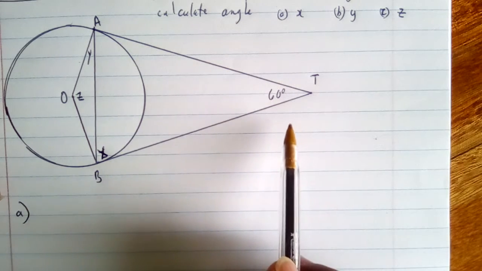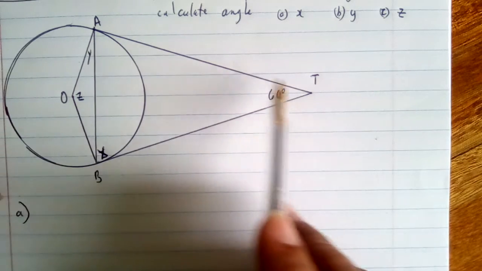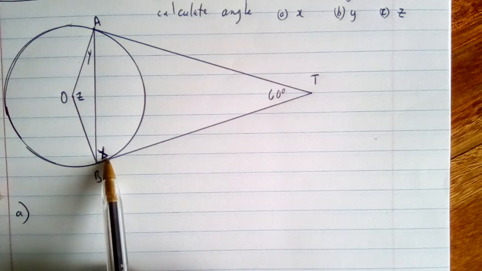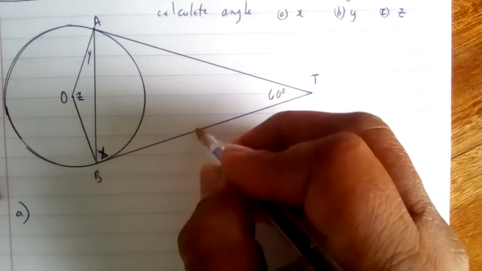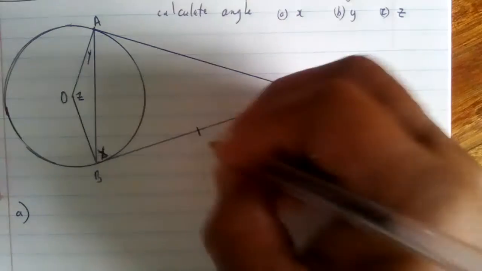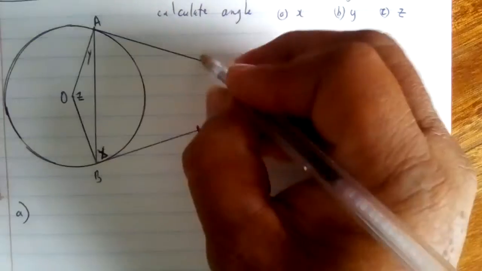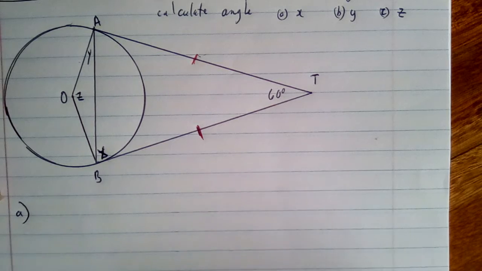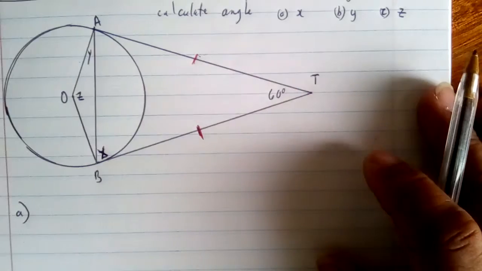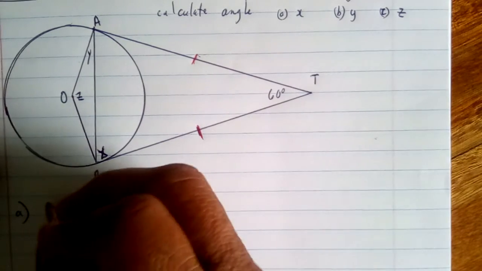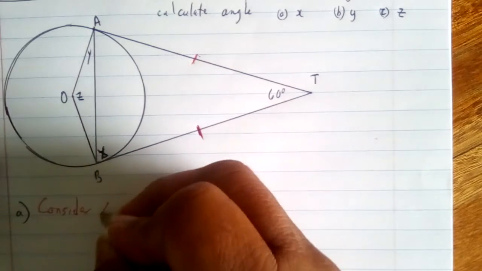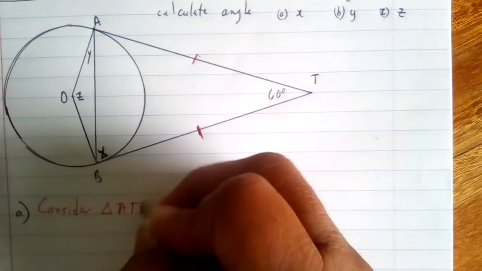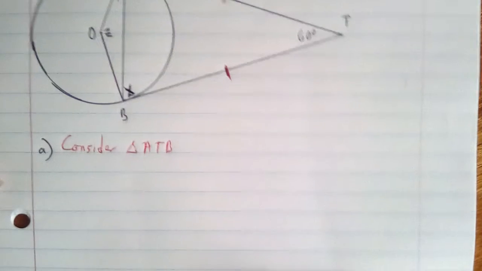So we look at this thing here, A, T, B. Okay, this is an isosceles triangle. So this length will, let me use red for the working, this length will be equal to this length. Okay, so we know that for a fact. So let's start. We're going to put here, consider triangle ATB. That's the triangle we're going to be working with.